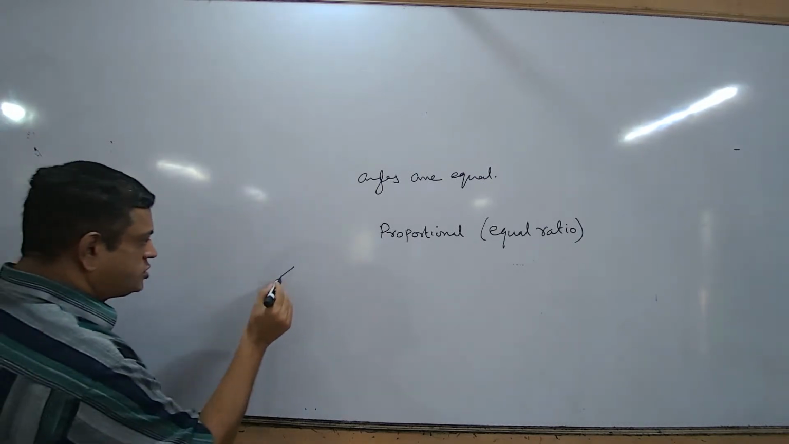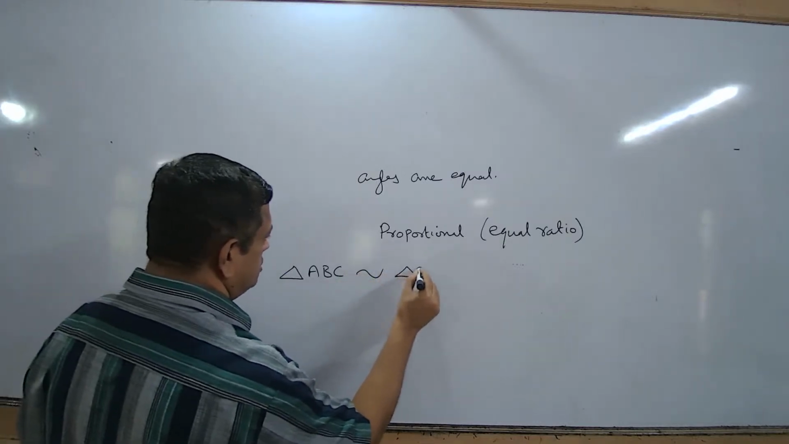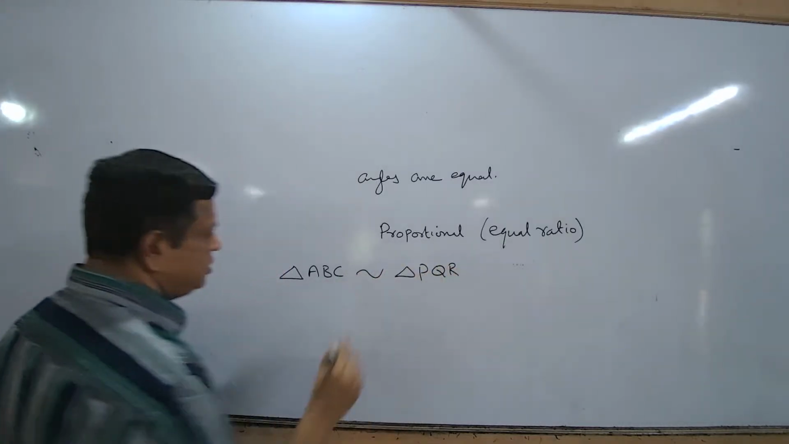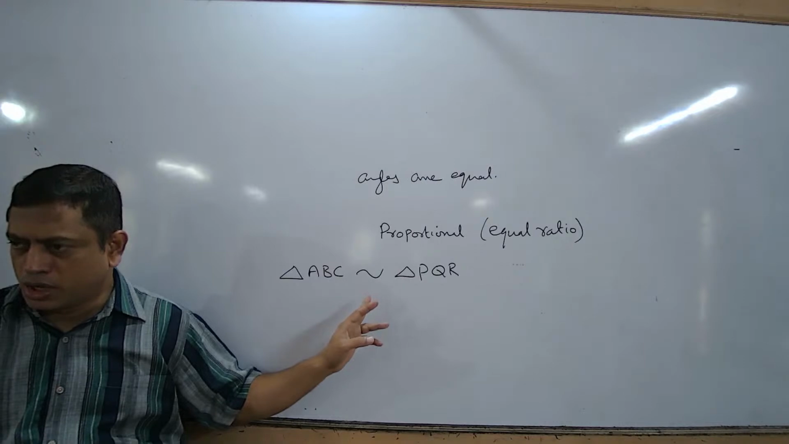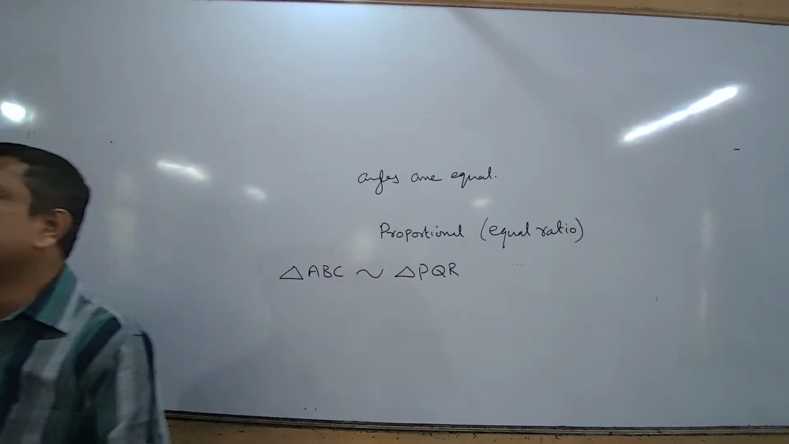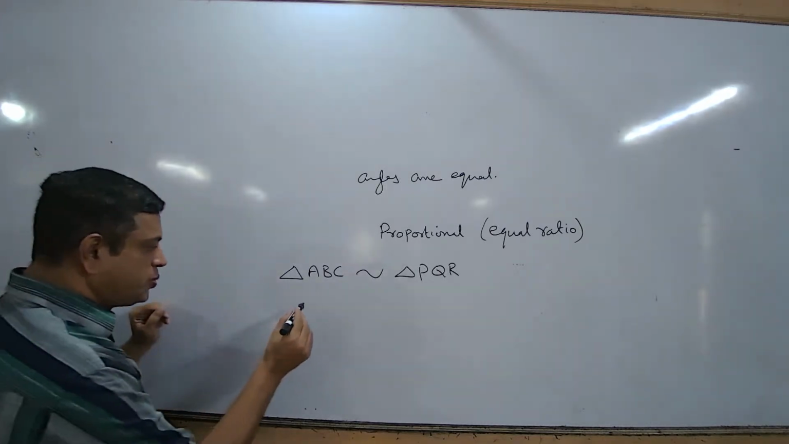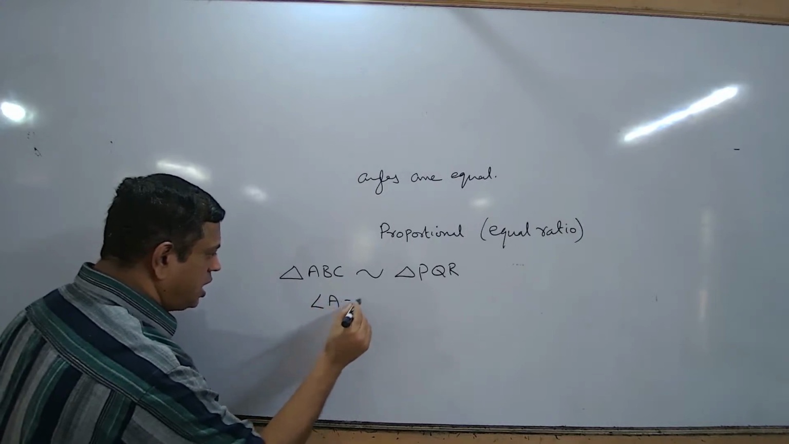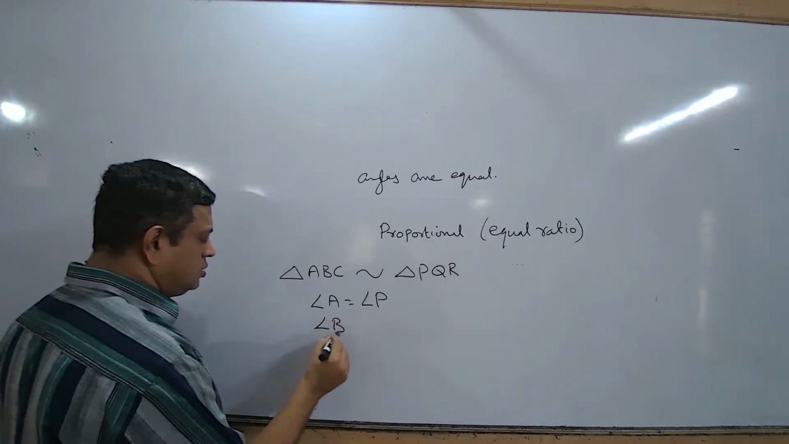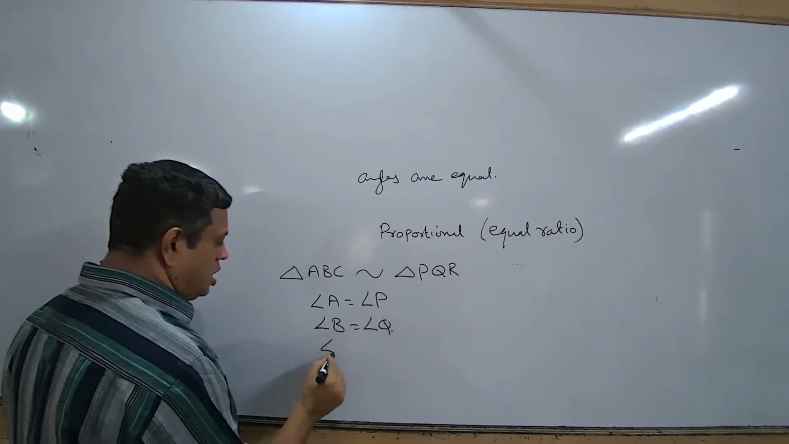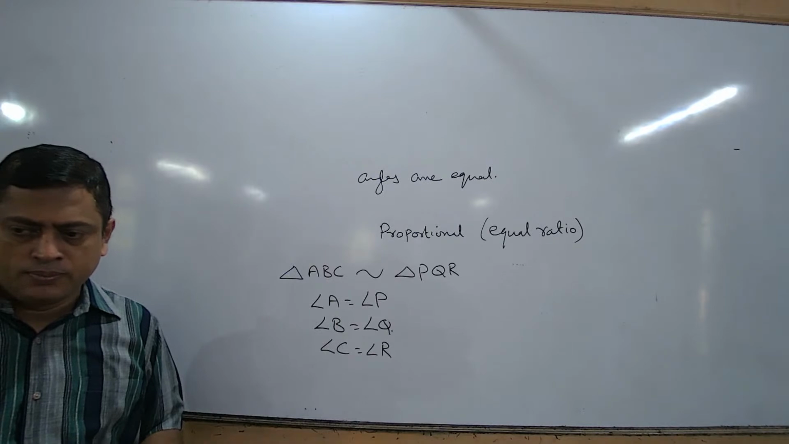Now, look, first of all, notation. This is called triangle ABC is similar to triangle PQR. In similar, the equal to sign is removed. In congruent there was an equal to. What does it mean? Corresponding angles: which are the corresponding angles? Angle A is equal to angle P. Angle B is equal to angle Q. Angle C is equal to angle R. They are called the corresponding angles are equal.